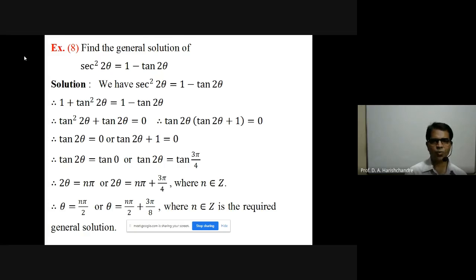Okay. In each case, shift that 2 on the left hand side to the RHS so that the solution will be purely transformed into theta. So in the first case, theta will be n pi by 2, and in the second case, theta will be n pi by 2 plus 3 pi by 8, n belong to z. So these are the required general solutions of the given trigonometric equation.